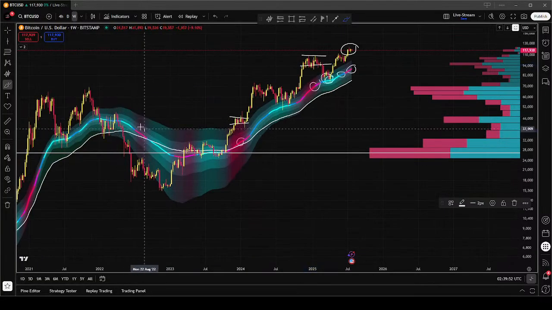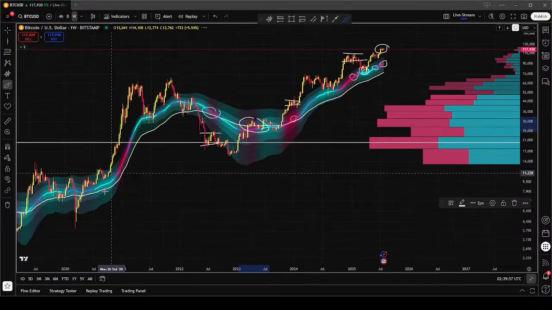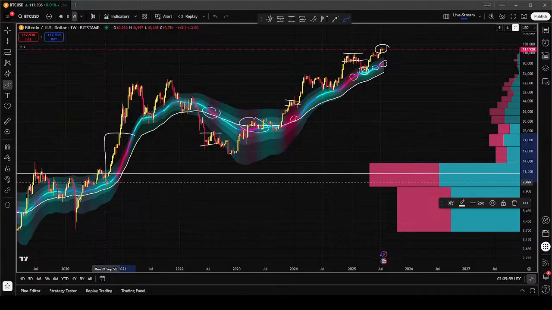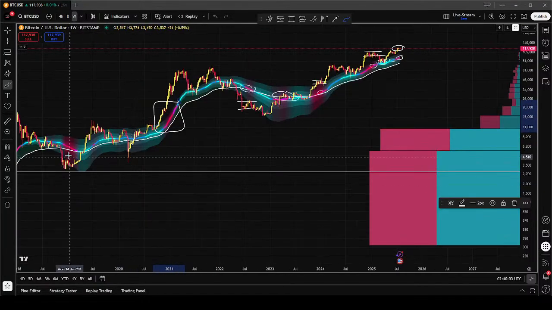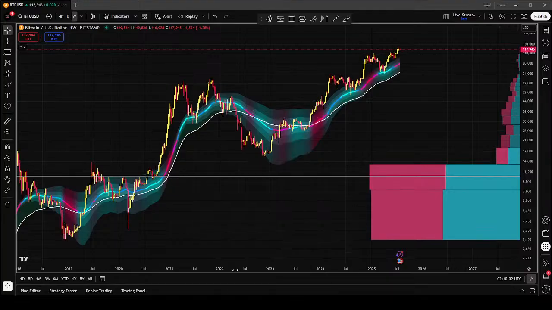For example, right here, we have sideways action, also here. And in this case, of course, there are some exceptions. It was very strong here, but most of the time, when you see the red, the volatility is extremely high, you will see sideways because it's the climax of that move.